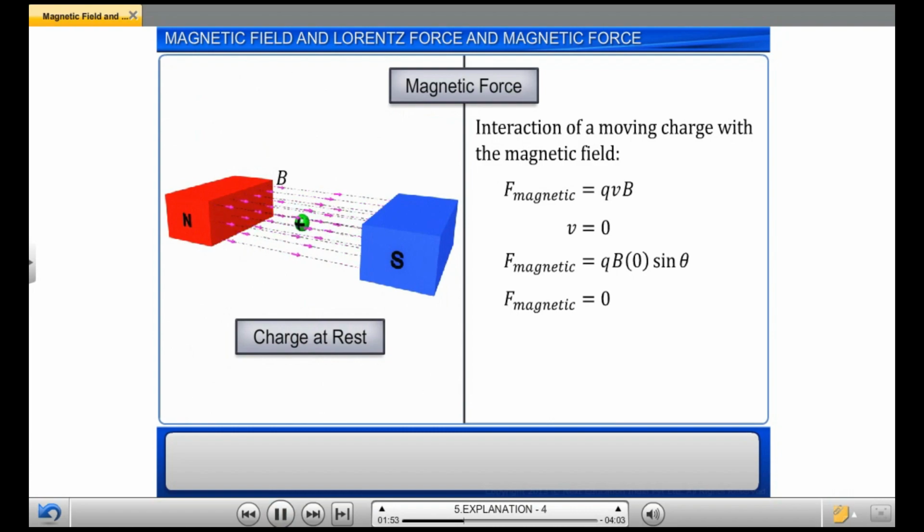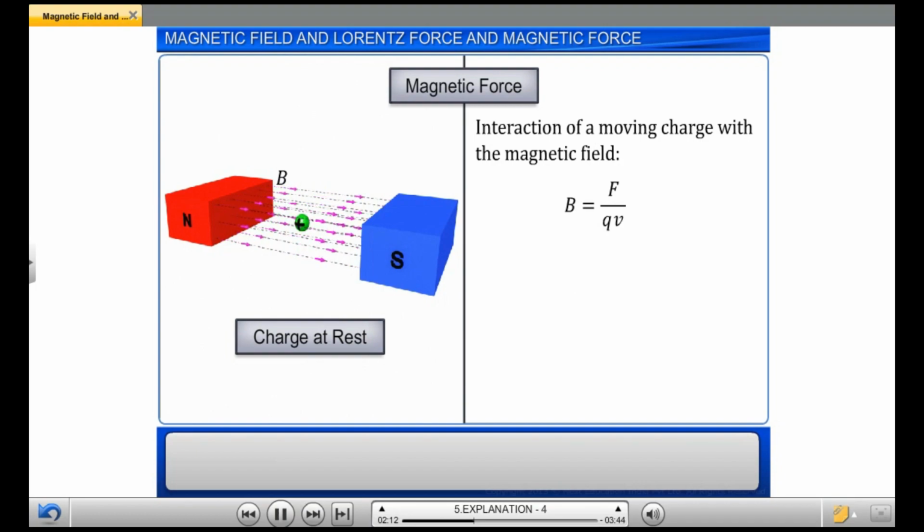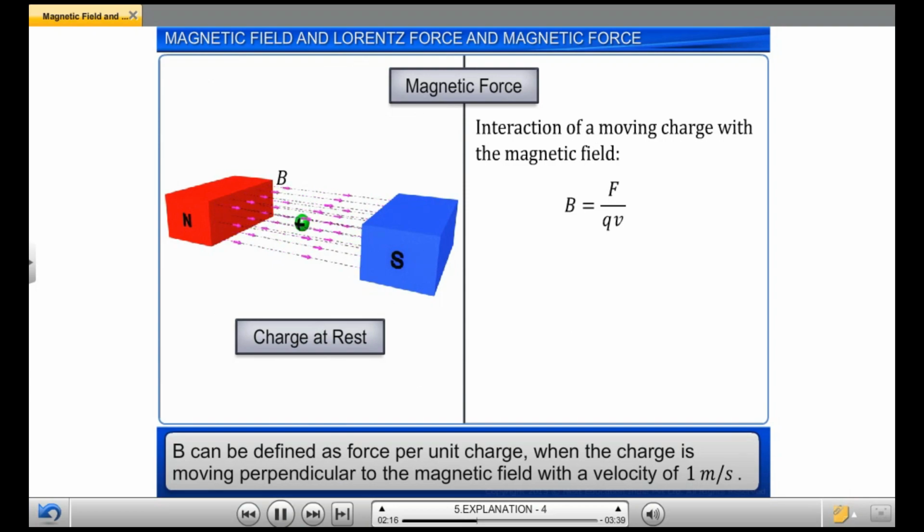When the charge in the magnetic field experiences maximum force, the force is expressed as magnetic force equal to BQV, which can be written as B equal to F by QV. The magnetic field strength, B, can be defined as force per unit charge when the charge is moving perpendicular to the magnetic field with the velocity of 1 meter per second.